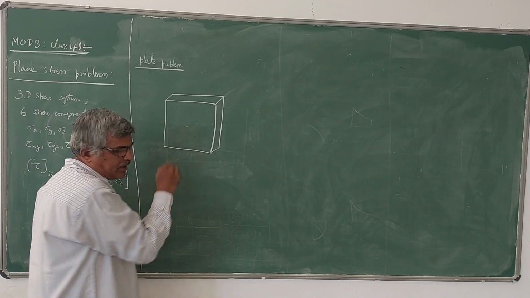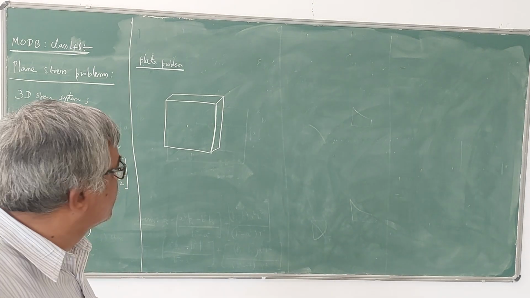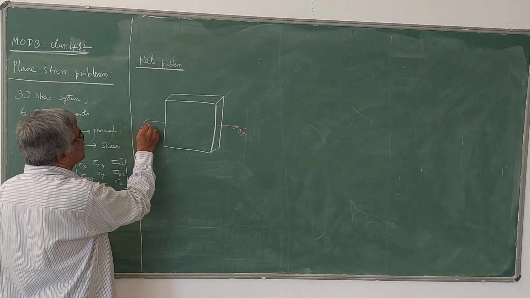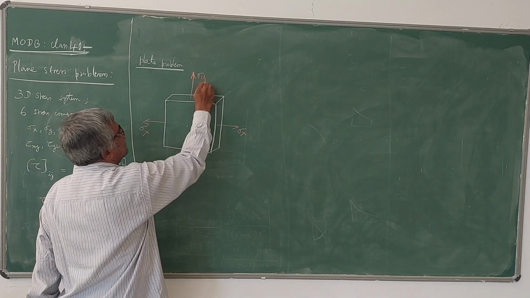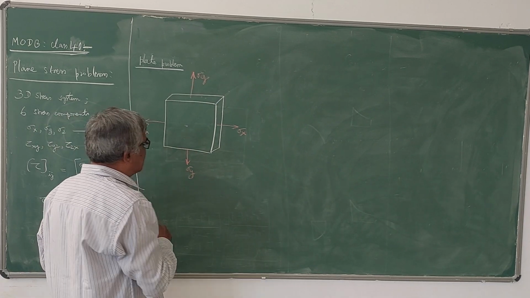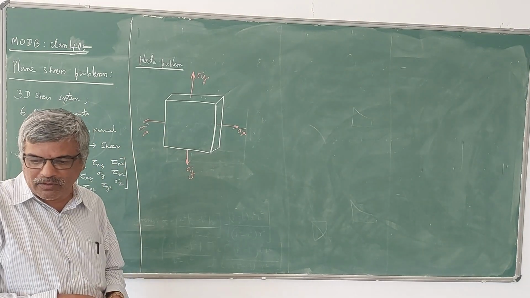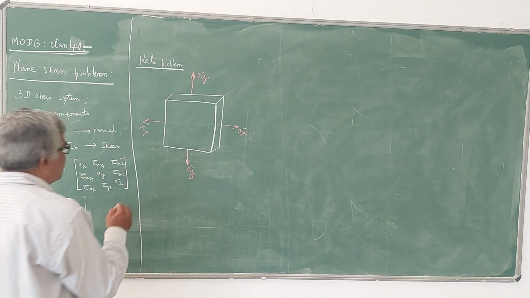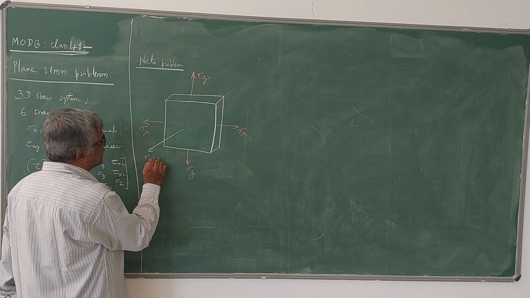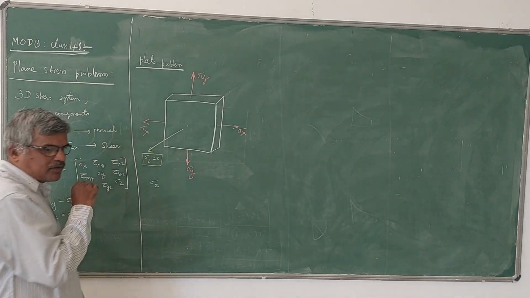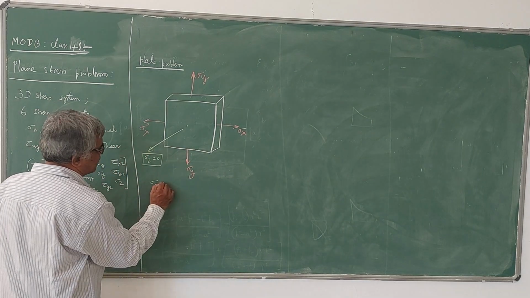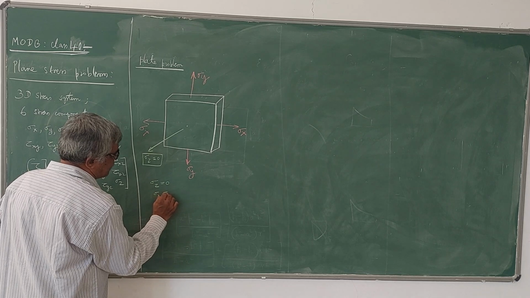In such a case, you will have sigma x like this, and sigma y like this, and sigma z will not be there. That means you will only have sigma x and sigma y. So sigma z, which acts in this direction, will be 0. This is very important. There is no stress in the third direction; it can be neglected. That is the meaning. So sigma z is 0, and sigma x and sigma y exist.